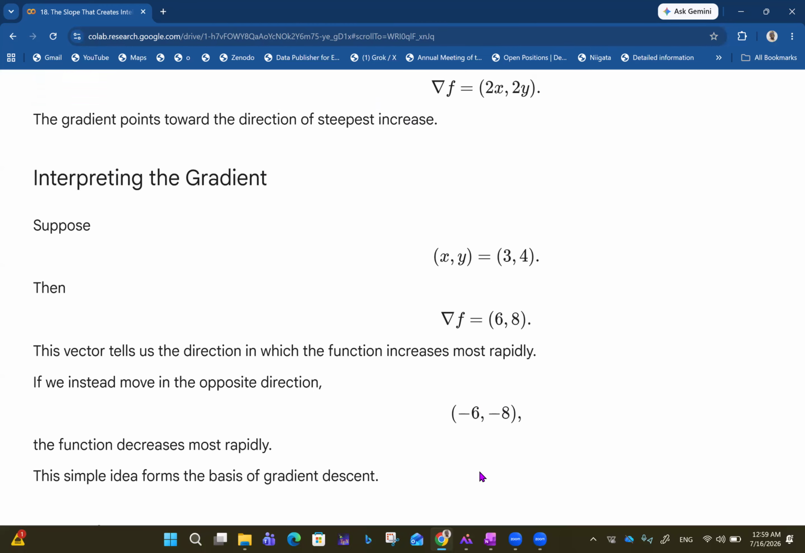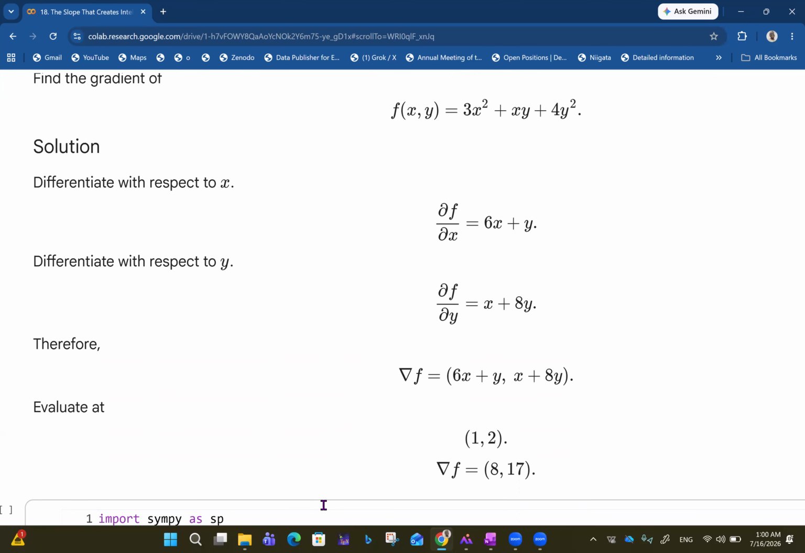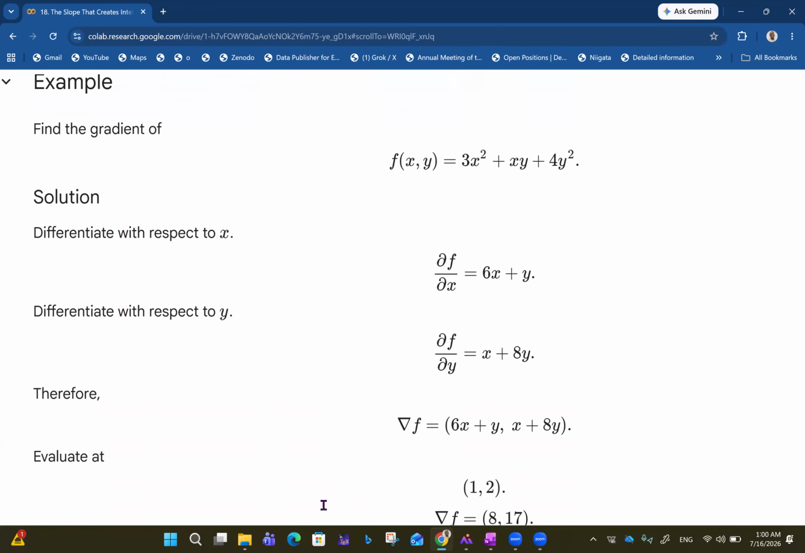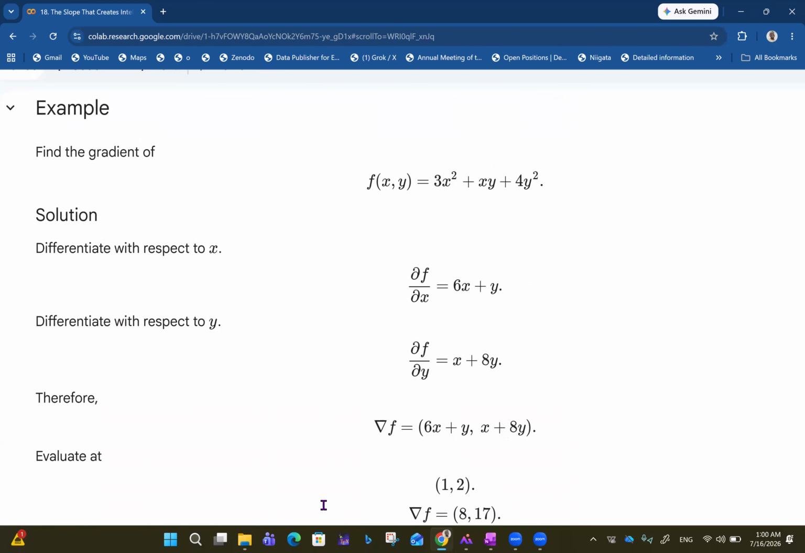So, interpreting the gradient, now suppose x comma y is 3 comma 4. Going by the gradient we got here to be 2x and 2y, if you substitute x and y to be 3, 4, you have 6 comma 8. This vector tells us the direction in which the function increases most rapidly. If we instead move in the opposite direction, we have minus 6, minus 8. The function decreases most rapidly in that direction. This simple idea forms the basis of gradient descent, which we've been talking about a lot. I will keep talking about it because it's a very core idea in minimizing loss in AI.